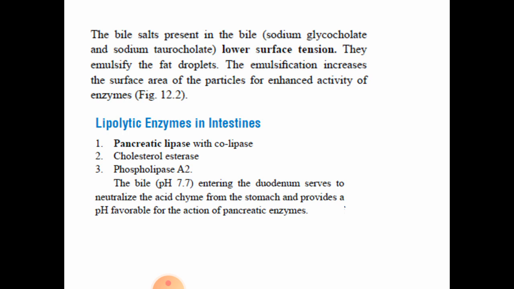What are the lipolytic enzymes present in the intestine? They include pancreatic lipase with colipase, cholesterol esterase and phospholipase A2. Also, the bile helps in neutralizing the acid pH for the activity of these enzymes. So it helps in the emulsification process and also in maintaining the pH. The bile, having a pH of around 7.7, enters the duodenum and serves to neutralize the acid chyme from the stomach, and it provides a pH favorable for the action of pancreatic enzymes.